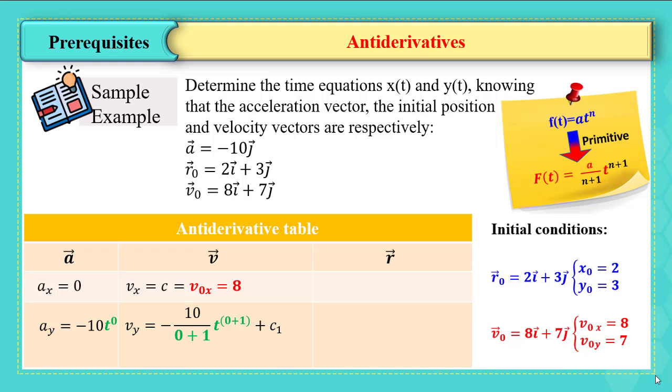So now what is c1? We should go back to the initial conditions, and it is 7. So it is written as minus 10t plus 7. Now what about r vector?